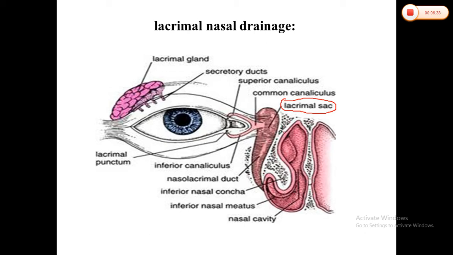This is the lacrimal sac, which is surrounded by the lacrimal fascia, which results from the splitting of the periorbita. Between the sac and the fascia there is a venous plexus, and there is also the nasolacrimal duct. Here we can see the nasolacrimal duct.